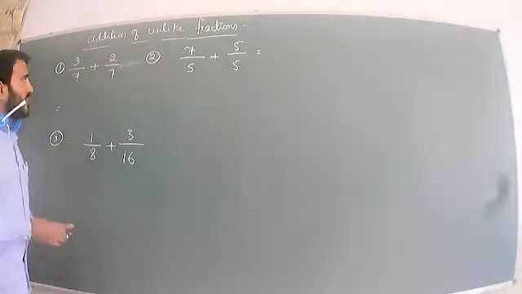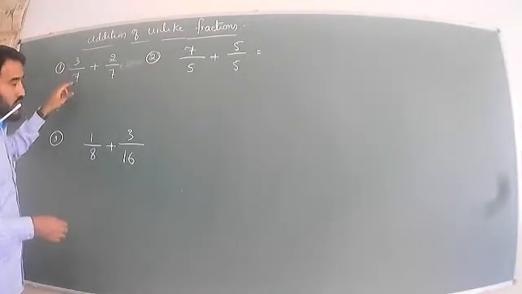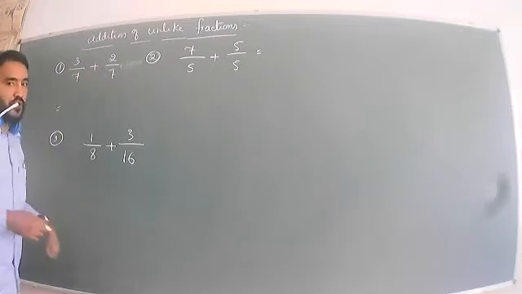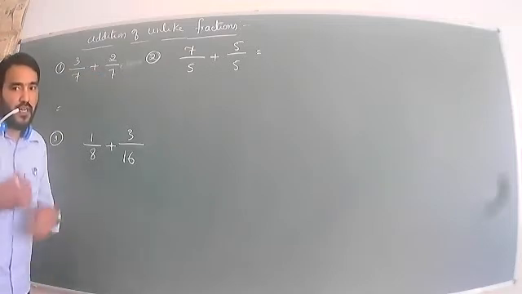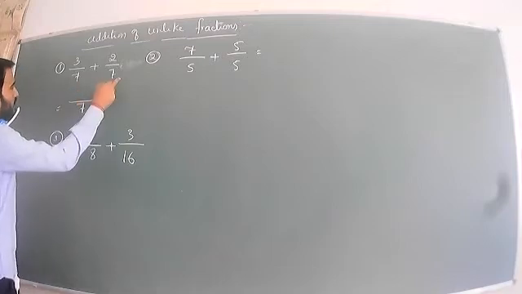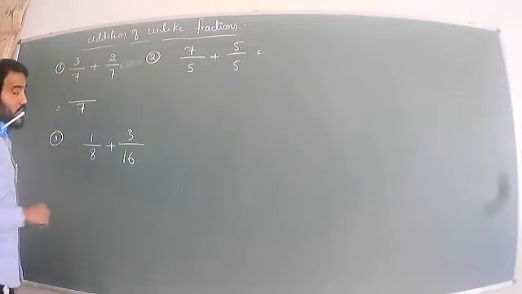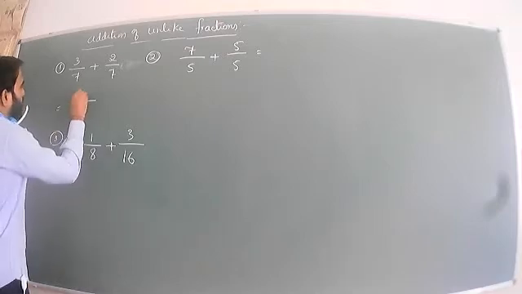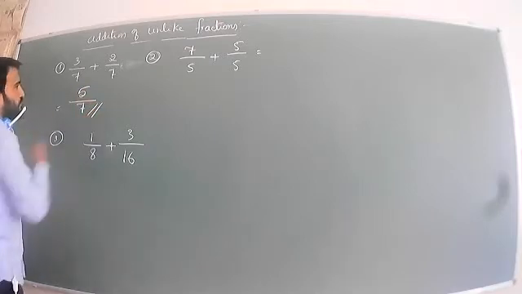Now look at the board. One example I will take: 3 by 7 plus 2 by 7. The denominators are same, so it is no problem. We can directly add. We write the denominator 7, and directly add the numerators. 3 plus 2, what is 3 plus 2? 5. So that is the answer.